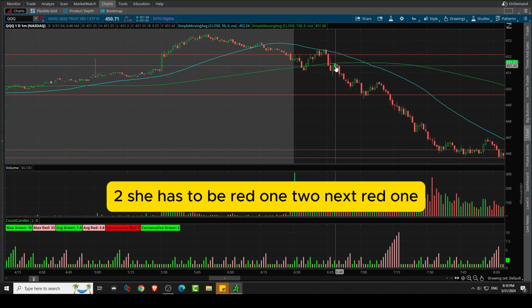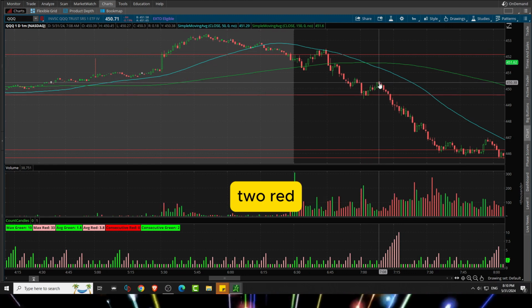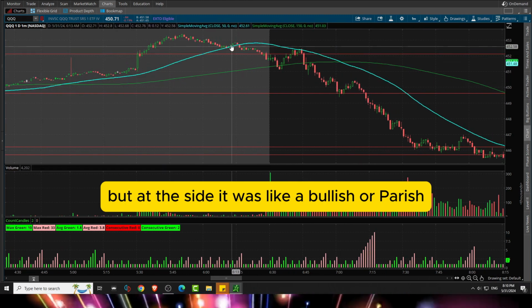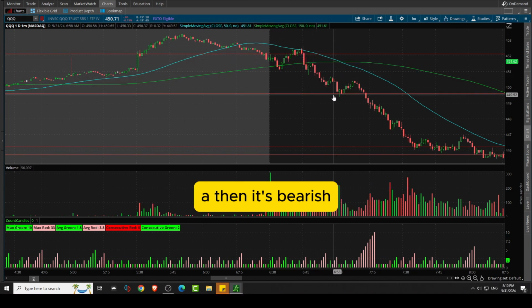So one, two. It has to be red. One, two. Next red. One, two. Red. But you have to decide if it's like a bullish or bearish. It's under the 50 MA and the 150 MA, then it's bearish.